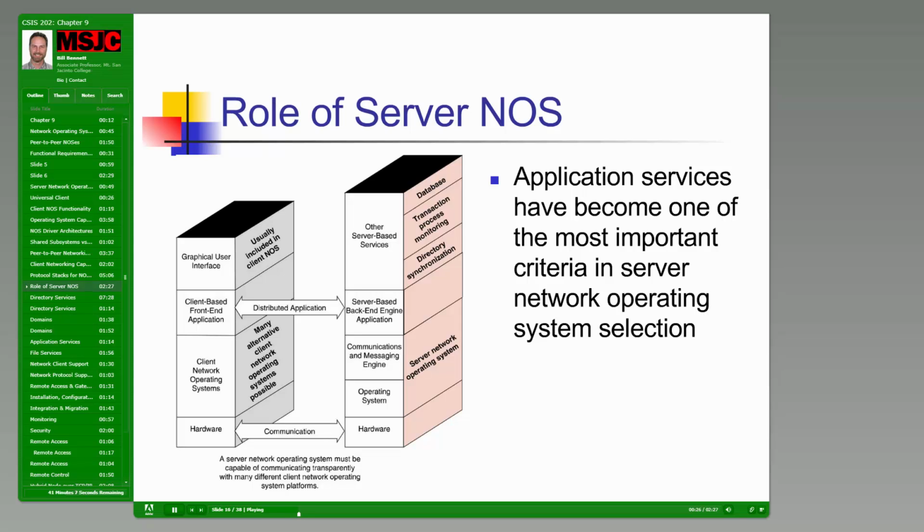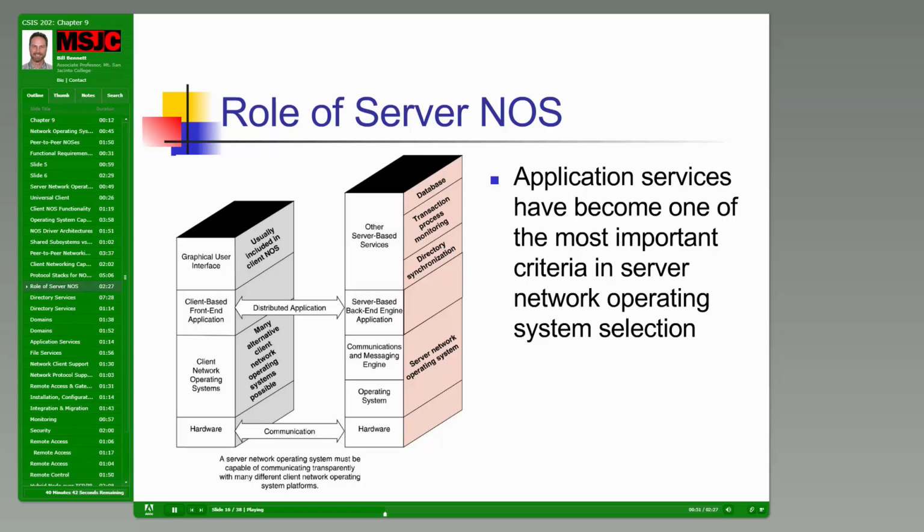And so if you look at the right-hand portion of the graphic here, you see they list database and transaction process monitoring and directory synchronization. We're going to talk about domain controllers here in a little bit, which is the support for directory services. And so those are just examples of different types of applications that normally would run on a server.